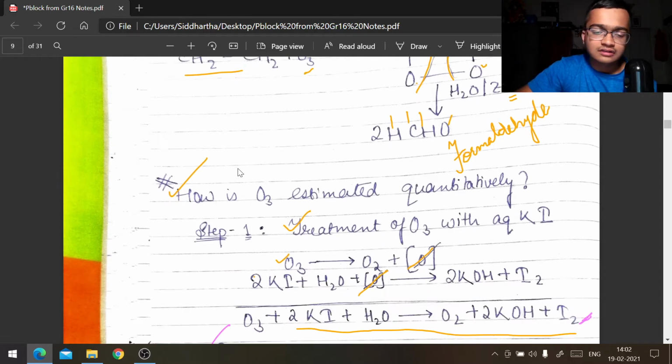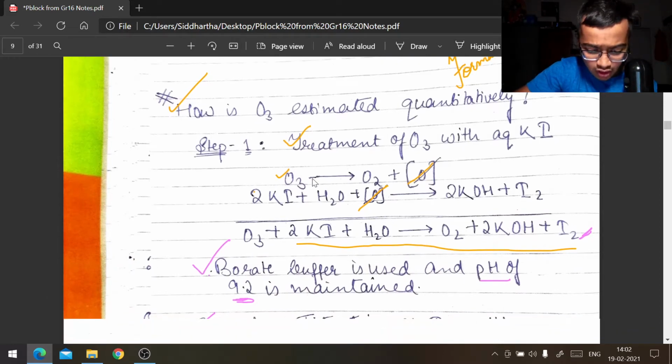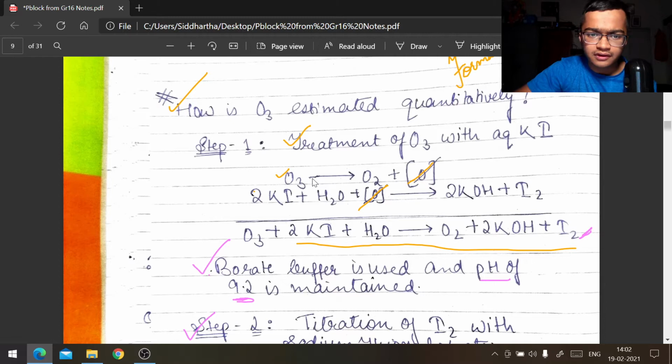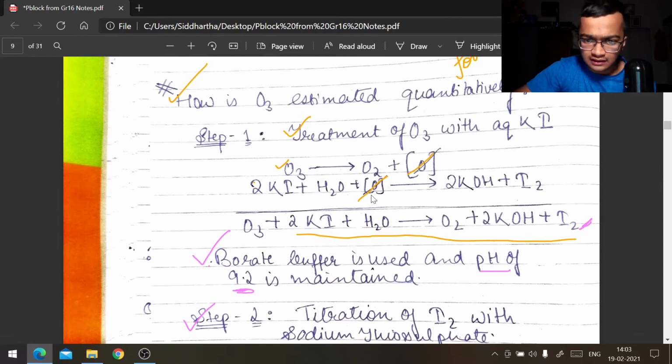Now the next question is, how is O3 estimated quantitatively? Quantitatively means in numbers. Step 1, there is treatment of O3 with potassium iodide. We take O3, which breaks down to O2 and nascent oxygen, then we take KI, the potassium iodide, and H2O plus the nascent oxygen which was given out. So we obtain KOH plus I2. Now we add these two reactions, the nascent oxygen gets cancelled out, and this thing is formed.